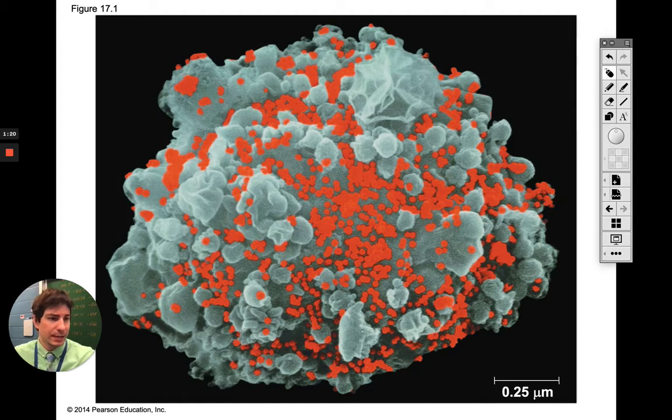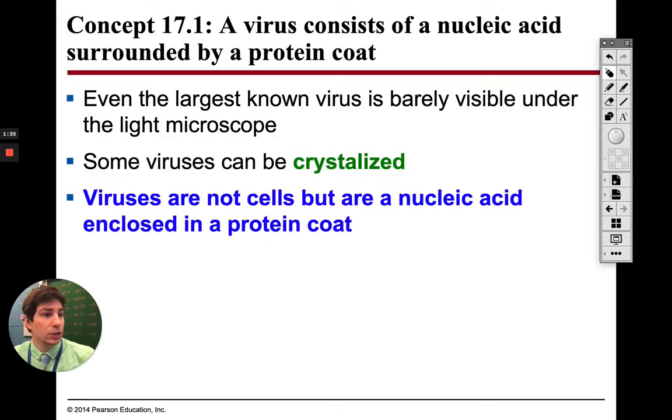So here is a picture of a cell being completely polluted with viruses, and all those viruses there are the little red dots. They're just all over the cell. So let's talk about the history of viruses.